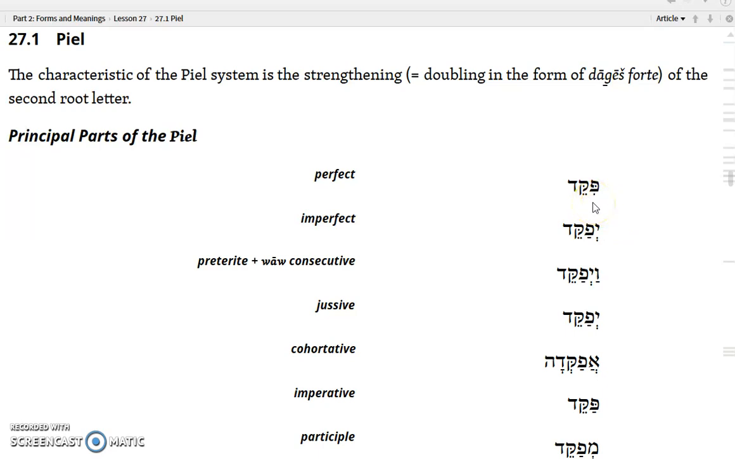So piqqed is the perfect. Yeqadded is the imperfect. Vav consecutive is the same, except with a vav with a patah and a, well, you try to double the yod, but you can't double the yod because of what's called the Sheva-Levi rule, in which a sibilant, a qof, a yod, a mem, a nun, or a vav that has a dagesh in it followed by a vocal shewa will often lose its gemination, will often lose its doubling. And that's what happens with the vav consecutive here.